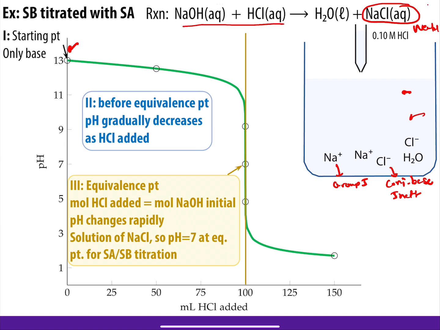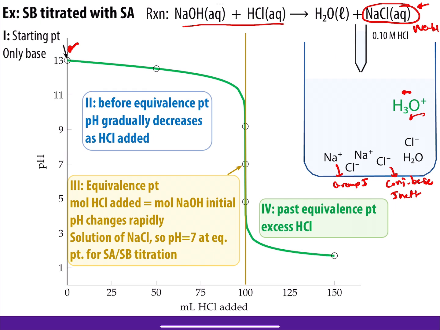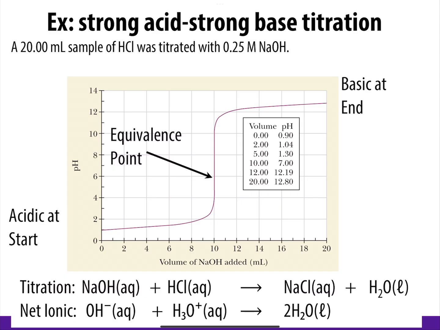So you can always tell the pH at the equivalence point by looking at the resulting salt that's formed from the acid-base titration. Now, after the equivalence point, we just start adding excess acid, and now we just have a solution that has excess H3O plus, and we get a very strong acidic solution after the equivalence point.